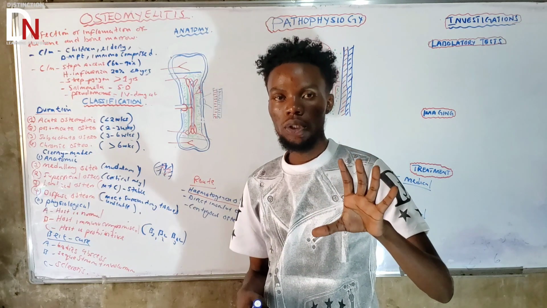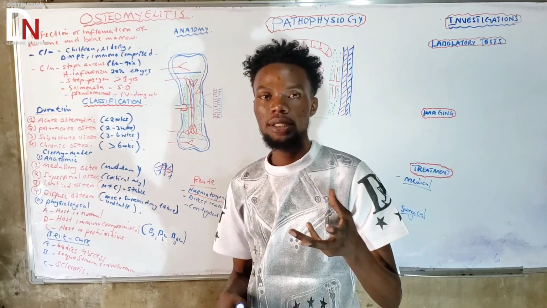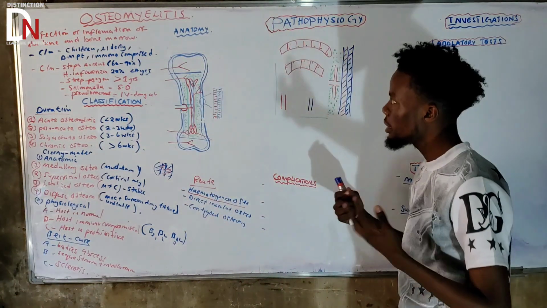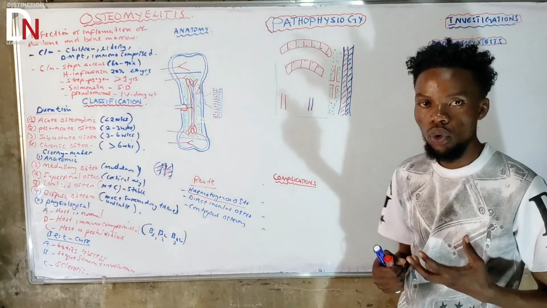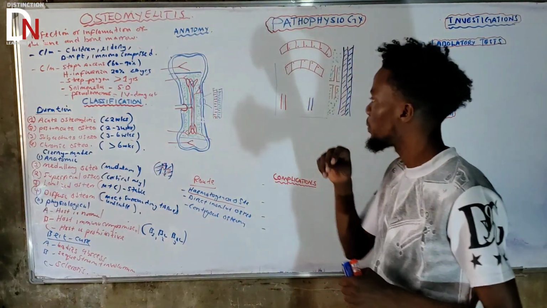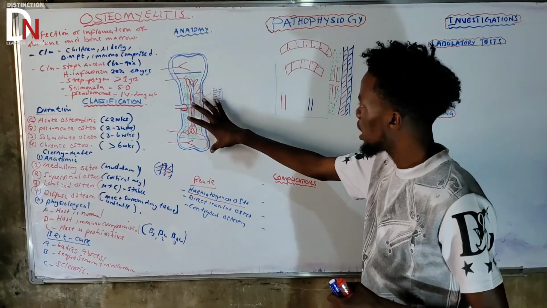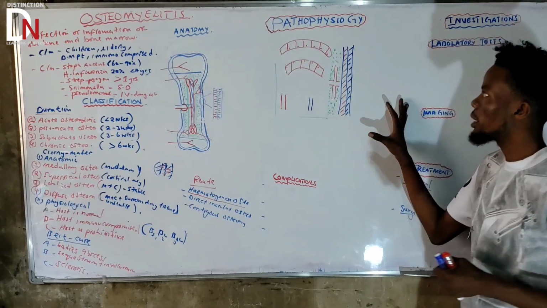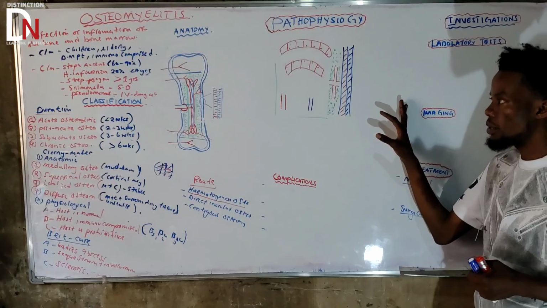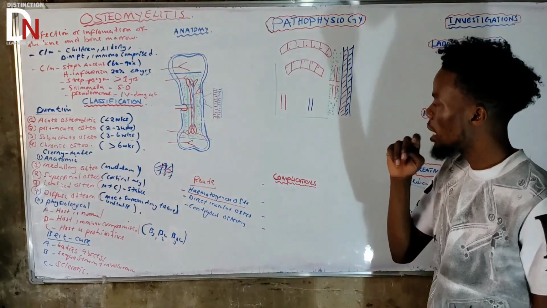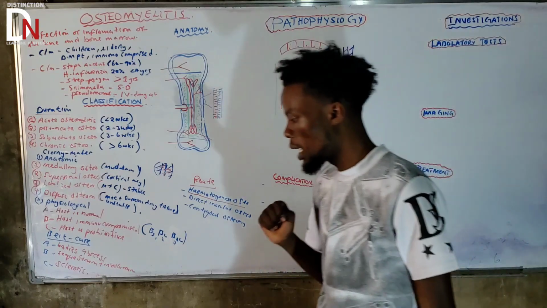Understanding the pathophysiology of osteomyelitis, basically we need to begin with understanding the anatomy relating to osteomyelitis. Very important point to take note of, okay? So we need to understand the normal anatomy, so that we can rush on to the pathophysiology. Since we've understood the classification, now let us go to the anatomy.